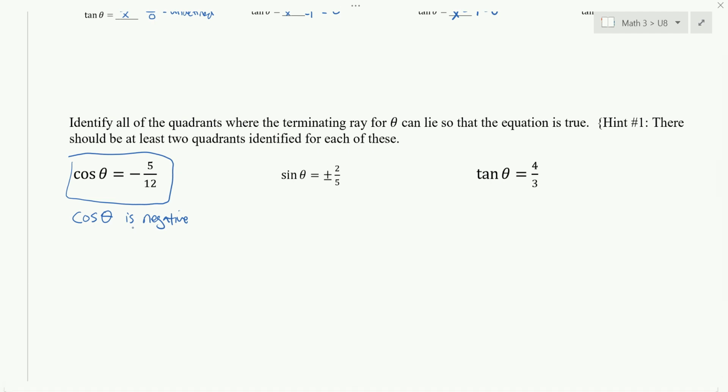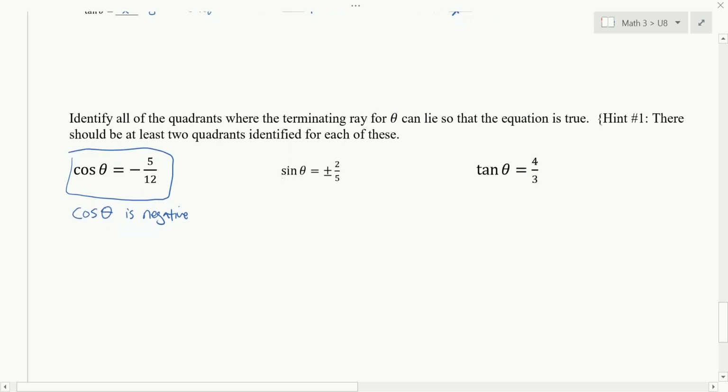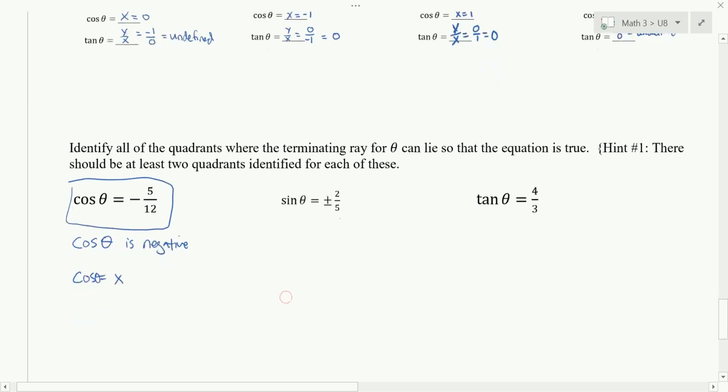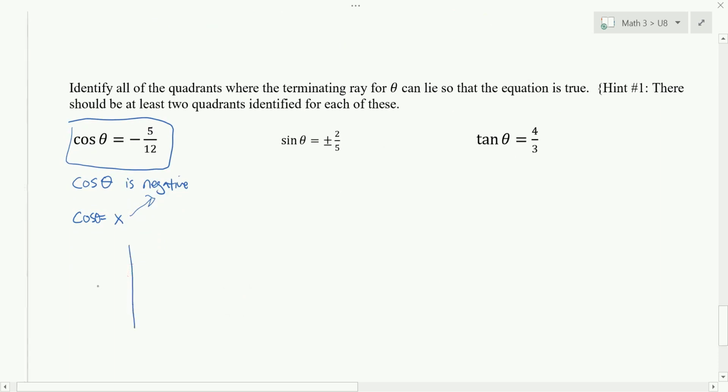Okay. And what's going to be most helpful for us here is if we take what we just learned in the past part. So let's assume our hypotenuse is 1, because we can make our hypotenuse length whatever we want. And if it is, then our cosine is which value? What did we say up here? Cosine is your x coordinate. So now the question is, in which quadrants is our x coordinate negative? So this is quadrant 1, 2, 3, and 4.